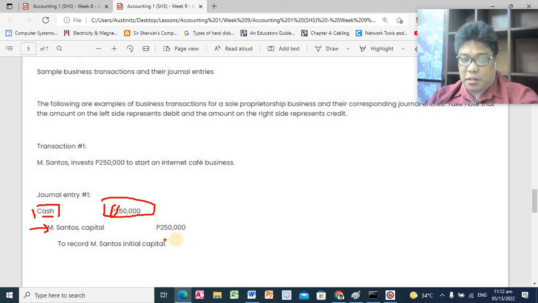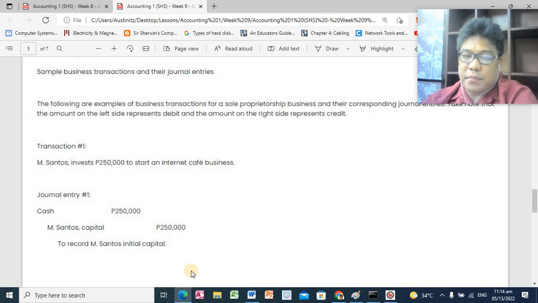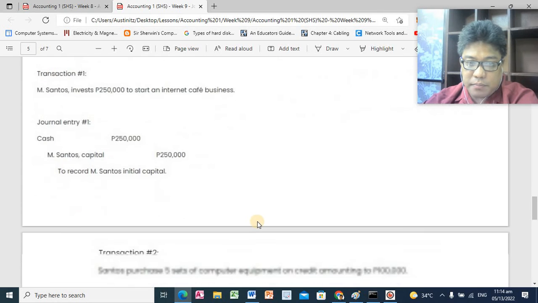For that, that is the second row. For the third row, pwede po itong pantay sa debit natin o yung first row, or naka-indent din po katulad nito. And we always put the words to record, and then yung galing sa transaction, M. Santos investment or initial capital. Kahit wag nyo nang ilagay yung value. Okay, next po tayo, that will be journal entry number 1.